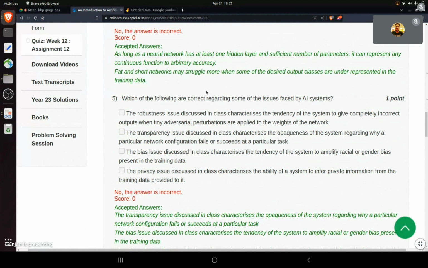Oh, yeah, that's why it's wrong. It is not wrong. It's not the weights, it's the input. That's the mistake. That is the mistake.